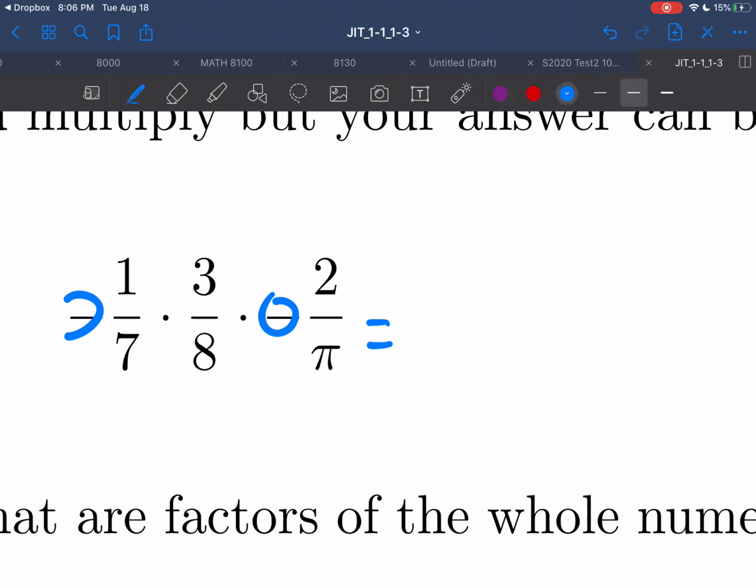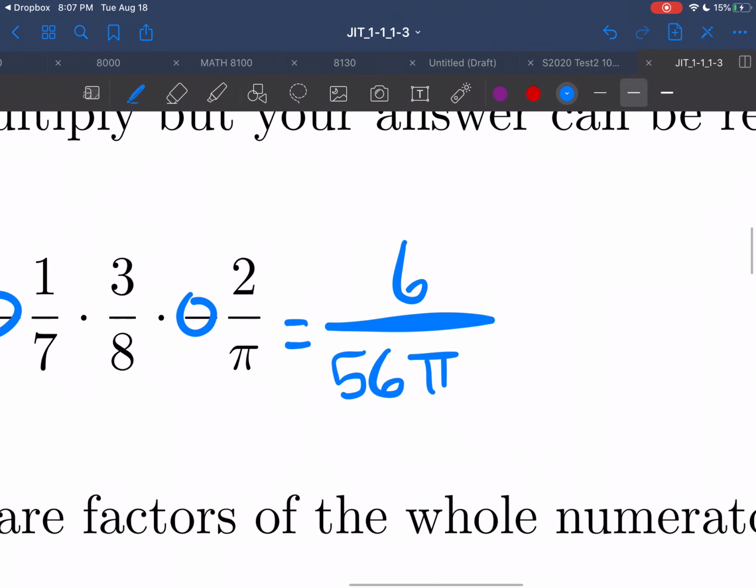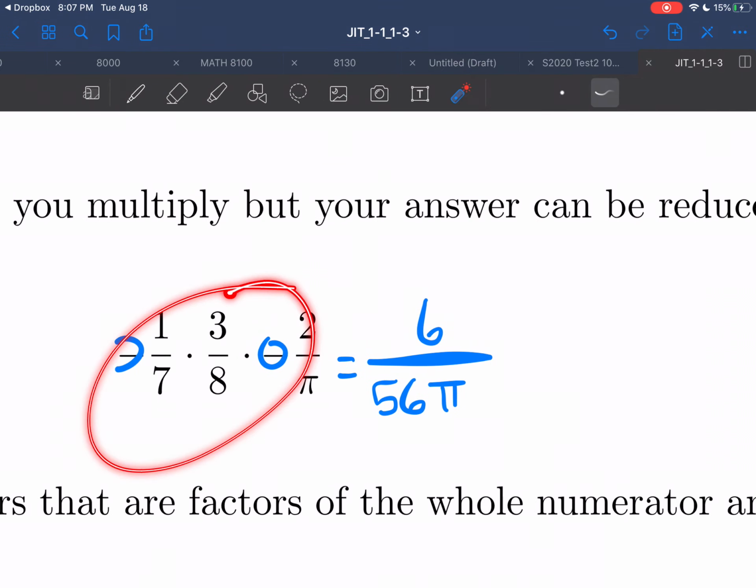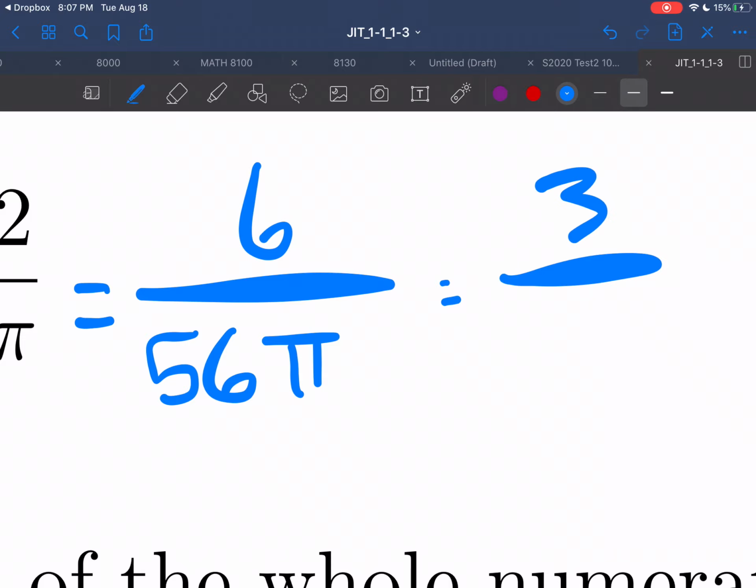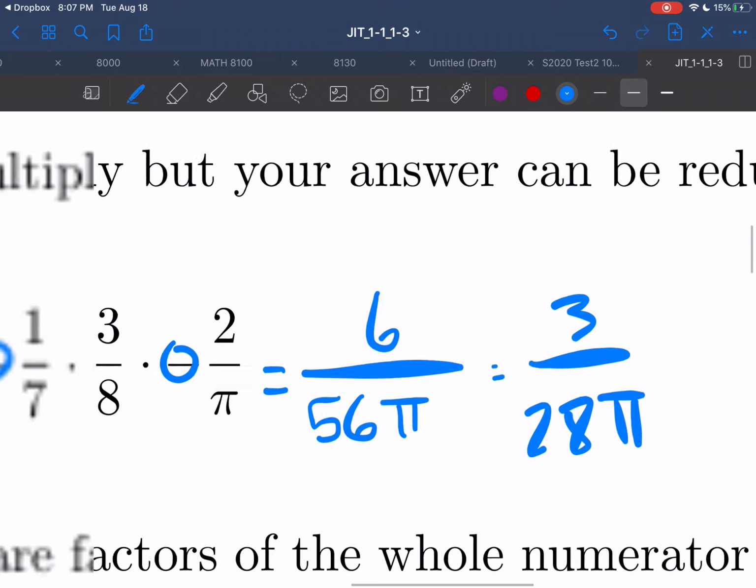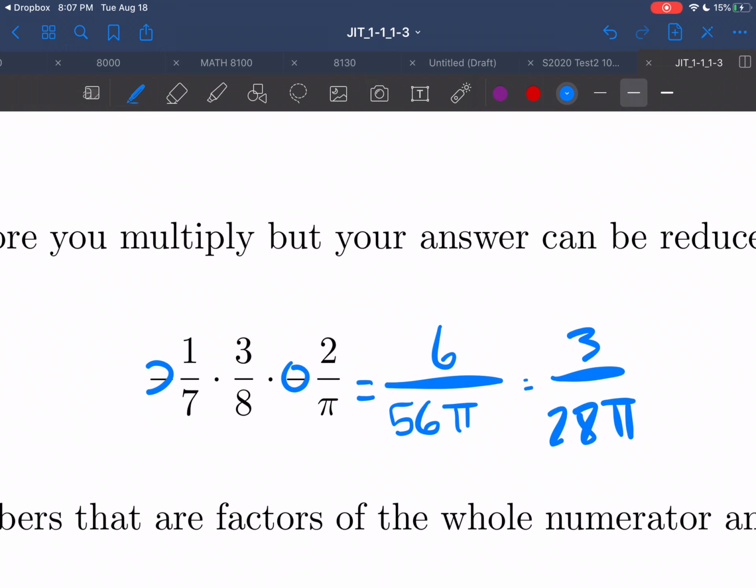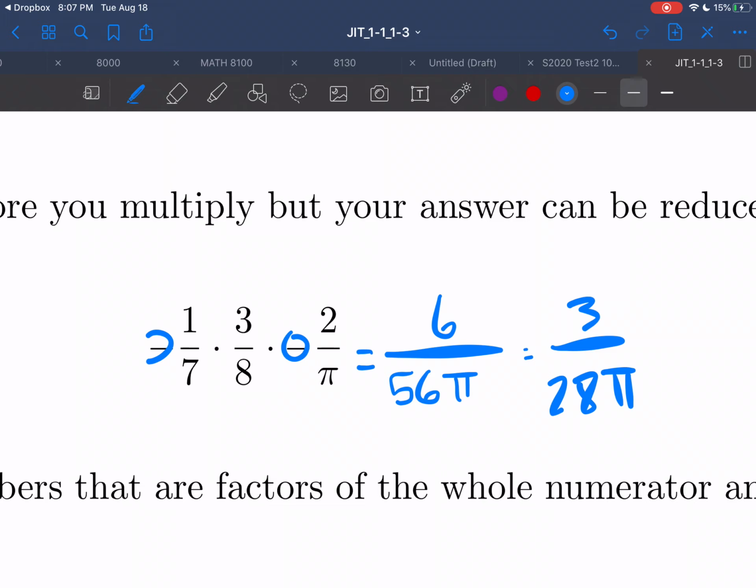We don't have to write the positive. So 6 over 7 times 8, which is 56. And we leave pi as pi. All right, now, we couldn't cancel anything up here, but we can reduce 6 over 56. If we divide them both by 2, then we get 3 over 28 times pi. So we divided the 6 by 2 to get 3, and then we divided 56 pi by 2 to get 28 pi.